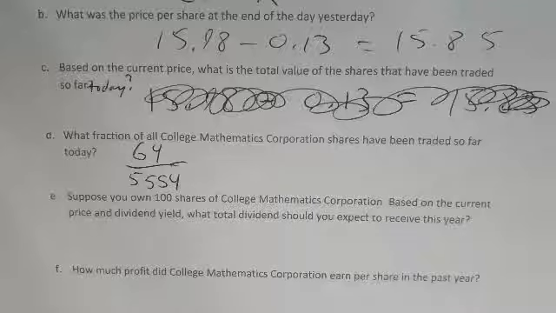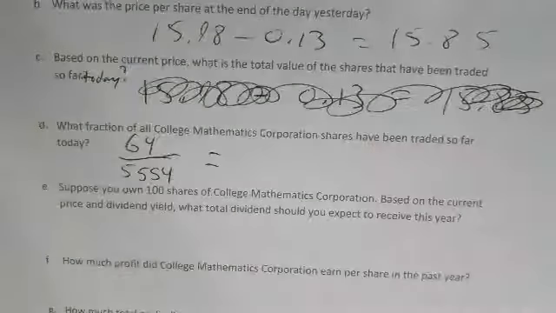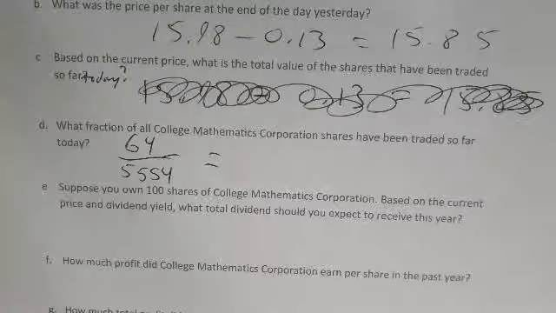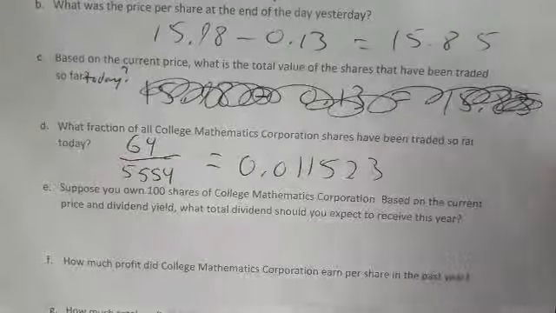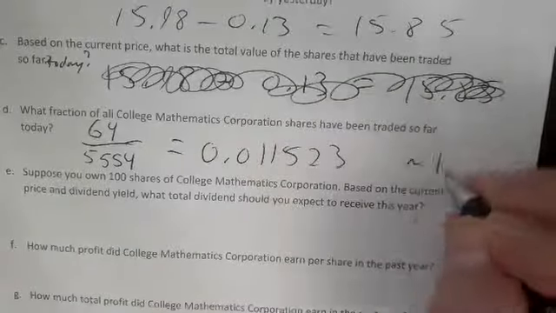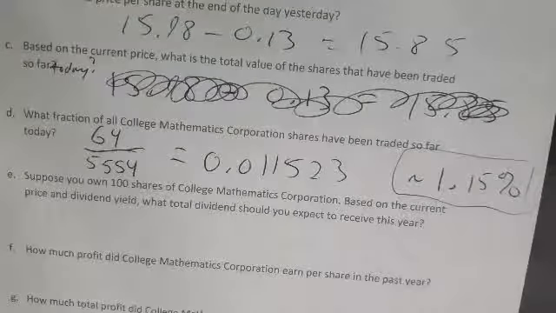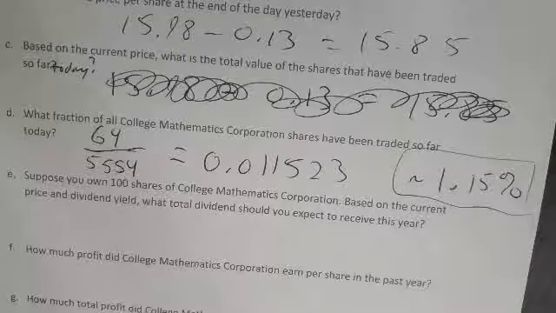If you want to write in 6 zeros to make these both millions, you can do that. But really, these are the two important numbers that I need to grab here. I'm doing 64 million over 5,554 million. And if I do that, I'm getting 0.011523. So what this is telling me is that this is around 1.15%, more in that ballpark. So about 1%, right?